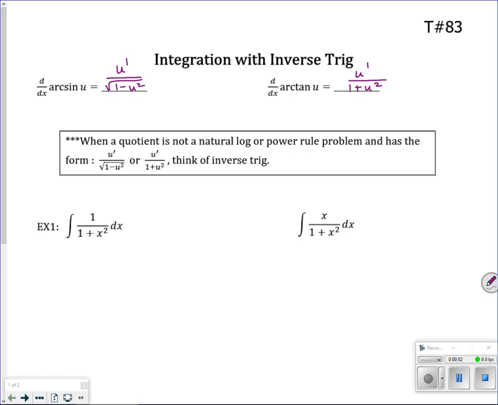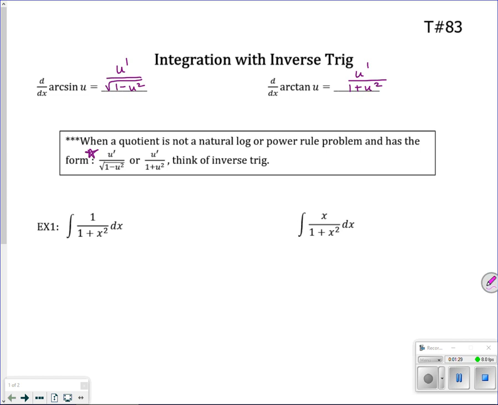So here's the deal. When they're all mixed up, and your homework will be all mixed up as well, arc trig is not the first thing you think of. It's kind of a last resort, if you will, because if you see a quotient, I first think of u prime over u to see if it's a log. Then I think, well, maybe it's a power rule problem, or maybe it's a rewrite. So when it's none of those things and it has this form, then you have to think of the inverse trig. So that's when it's going to come into play.